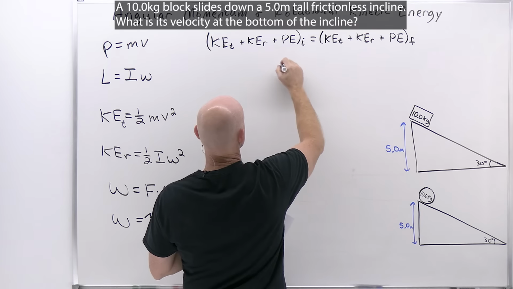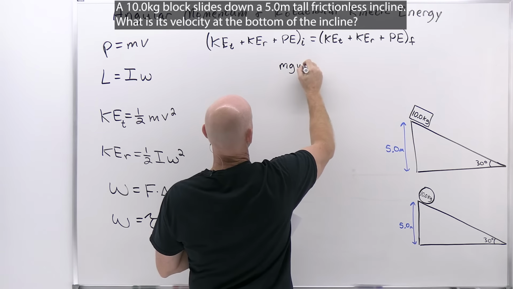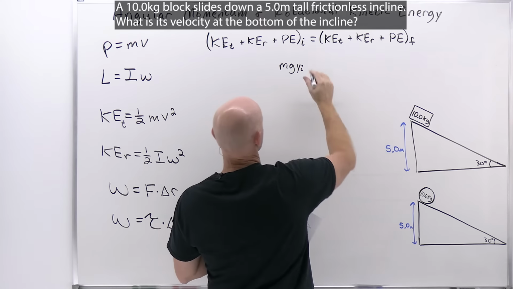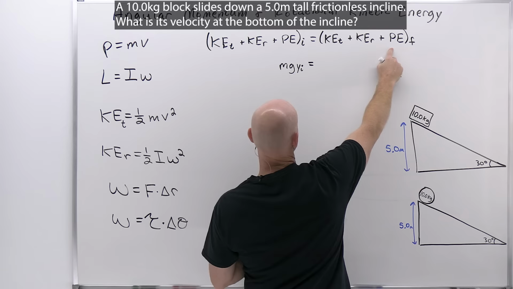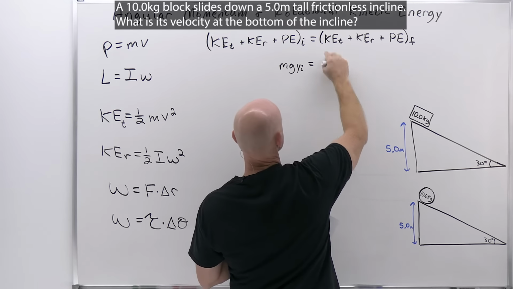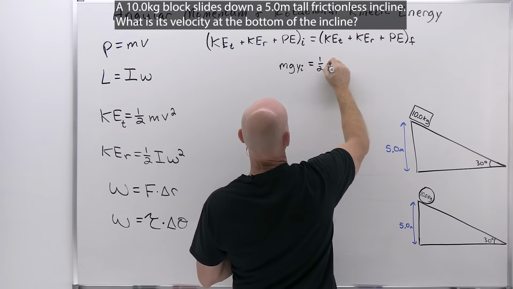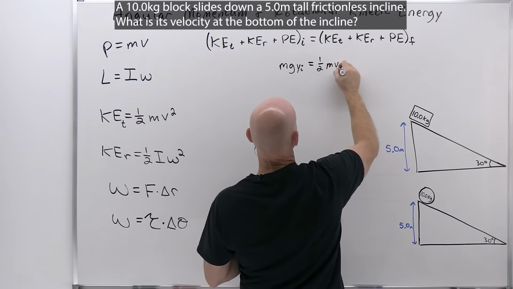And so it's just that potential energy, which is mgy initial, where the height is 5 meters. And then that's going to equal, and again, at the end, when it's at the bottom of the incline, there's no more potential energy at that point. It's all just translational kinetic energy, and so 1/2 mv final squared.